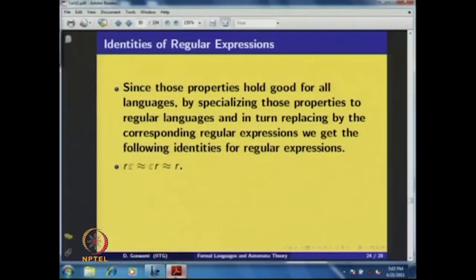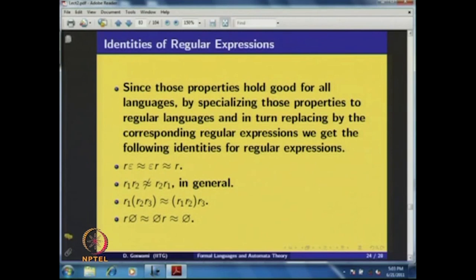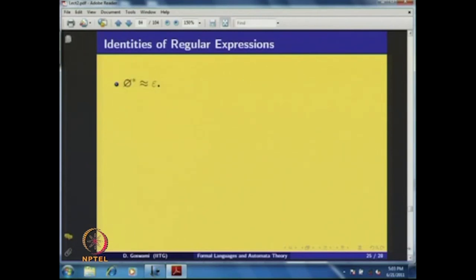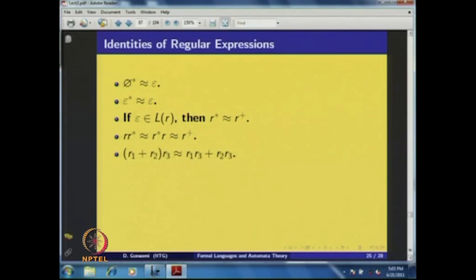Similarly, by replacing the languages by regular expressions in the properties of languages, we get different kinds of equivalences for regular expressions. For example, say R1 R2 is not equivalent to R2 R1 in general. Similarly, R1 concatenation (R2 R3) is equivalent to (R1 R2) concatenation R3. R phi is equivalent to phi R, which is equivalent to phi. Phi star is epsilon and so on. You can just reproduce these properties, these equivalences of regular expressions, from the properties of languages.